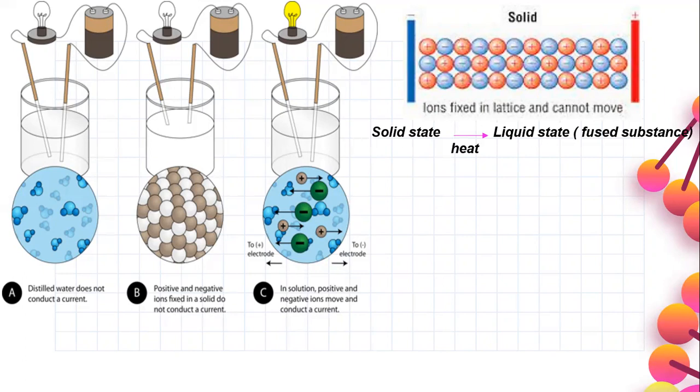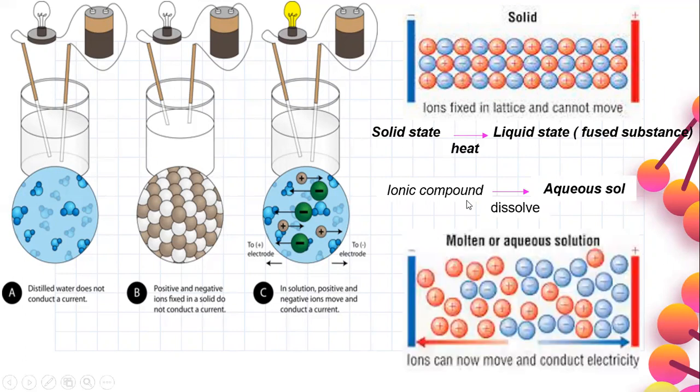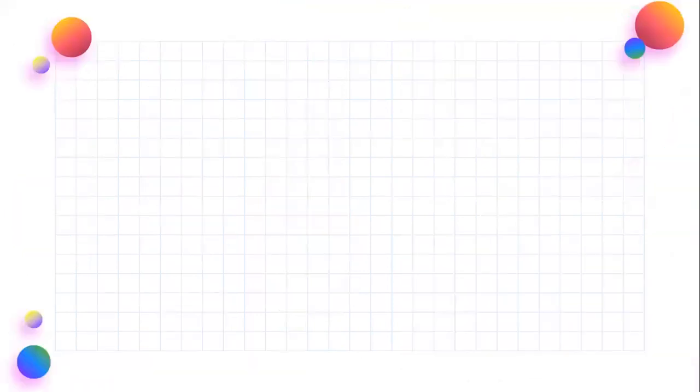One is by heating. When you heat a solid, it becomes liquid. We can call it a fused substance. Remember the word fused substance. And in the second one, when you dissolve an ionic compound in a liquid or water, it becomes an aqueous solution. So there, it conducts current. Here you can see in a molten or aqueous solution, how these positive and negative ions are. They are free and they can move, so they can conduct electricity as well.